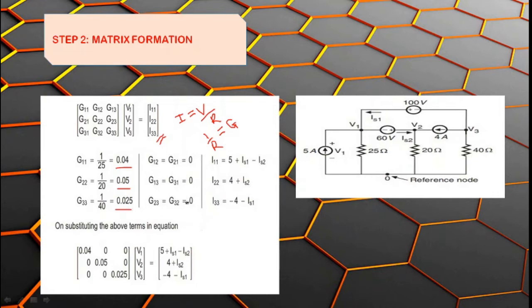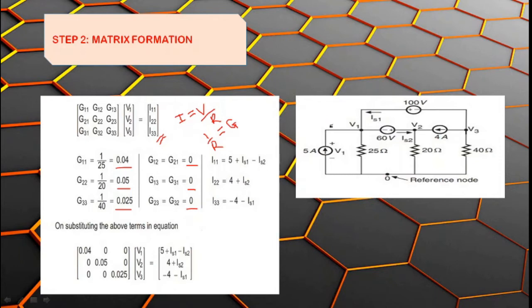Now moving on to G12 or G21, 1 and 2, no resistance is connected between them. So 0. 1 and 3, no resistance is connected between them. So again a 0. 2 and 3 or 3 and 2, no resistance is connected between them. So again a 0 here. Now that we are over with the G matrix, we are going to leave the V matrix as it is for now. Moving on to the I matrix here.